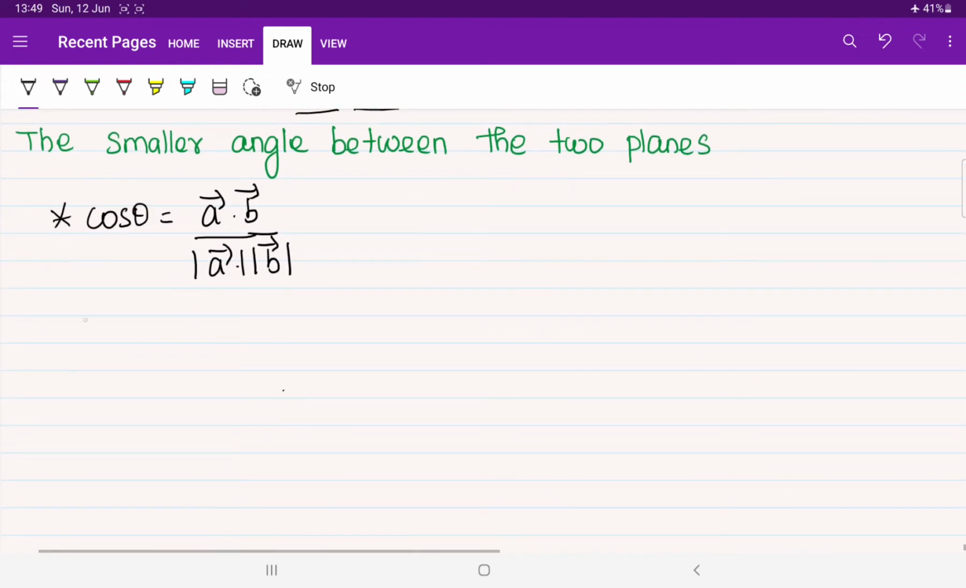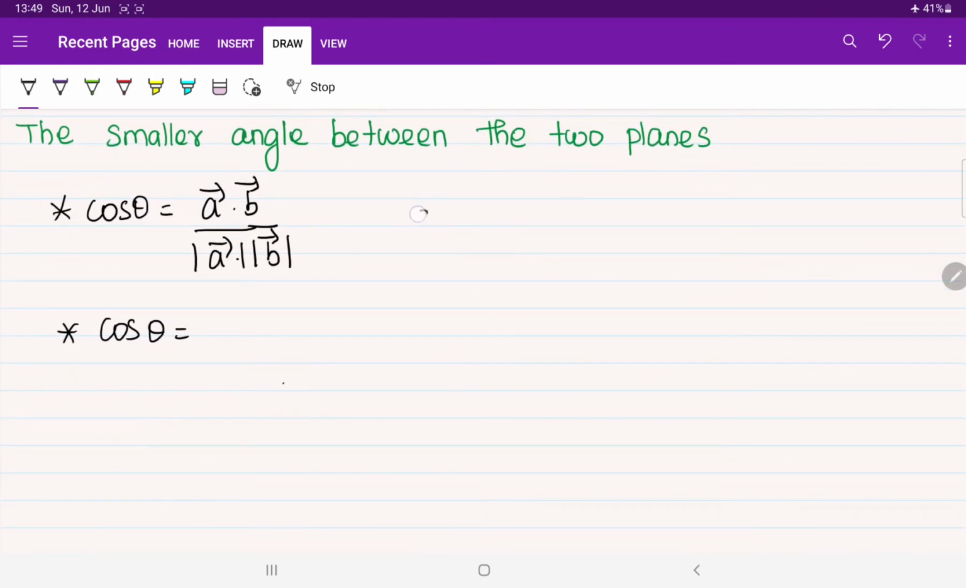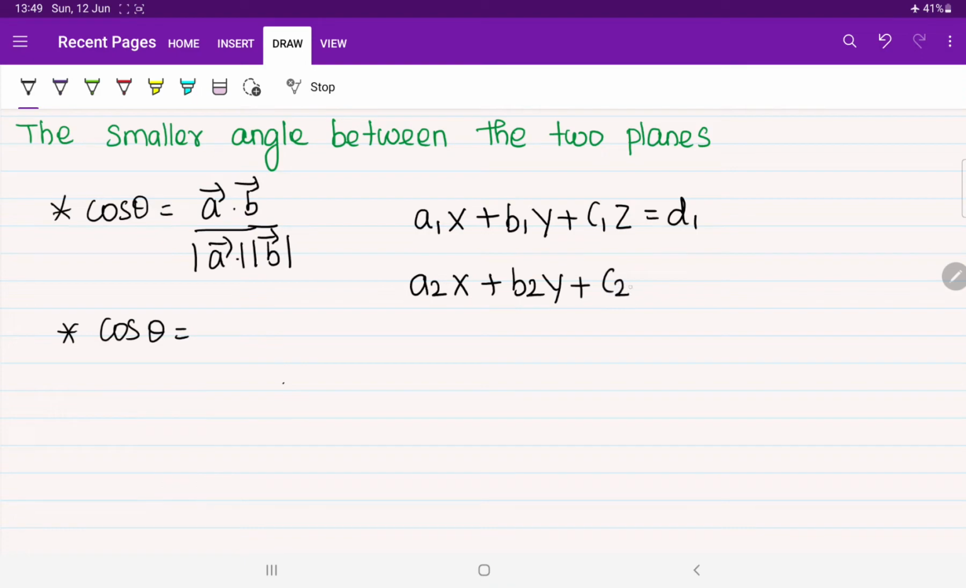In that case, I will give you the same formula, but we are going to make a small modification. Whenever plane equations are directly given, let me write down the general representation of the plane equation: a1x plus b1y plus c1z equal to d1. Similarly, a2x plus b2y plus c2z equal to d2. This is the general representation of a three-dimensional plane equation.